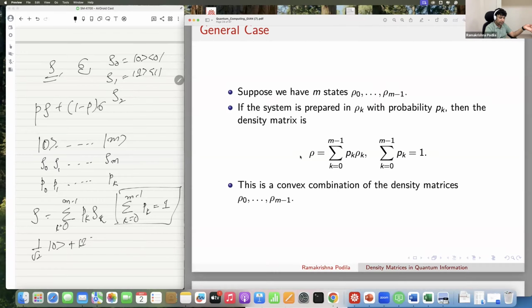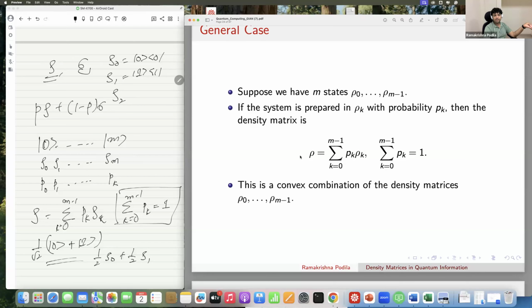and this would still be a pure state. So I can combine their density matrices, like half times rho 0 plus half times rho 1, right? And I can still make a pure state. It doesn't have to be a mixed state. Are you following?